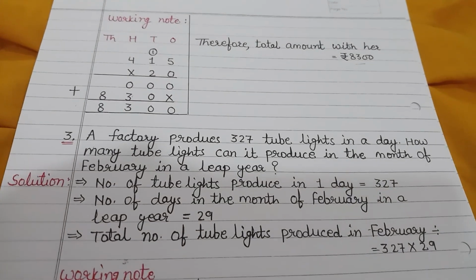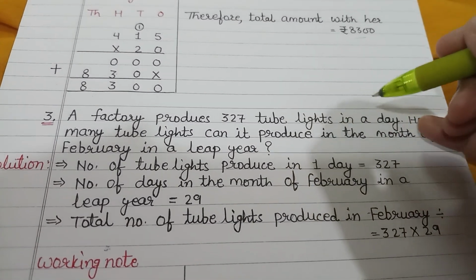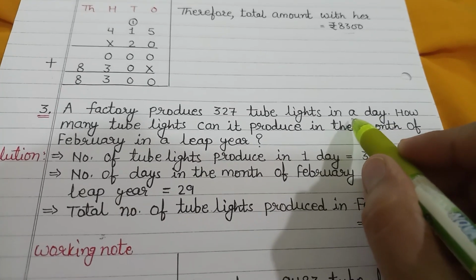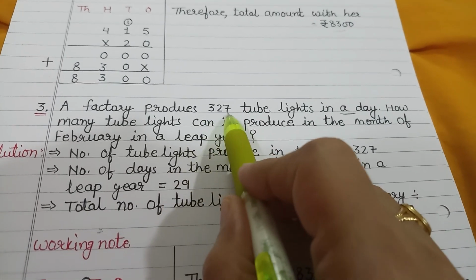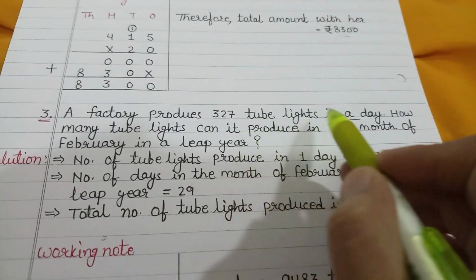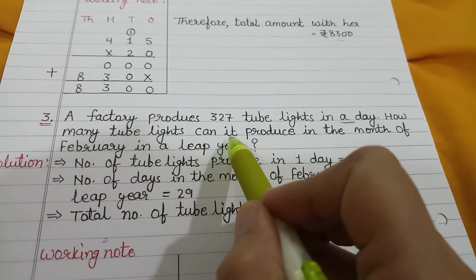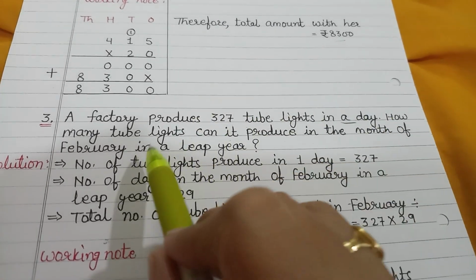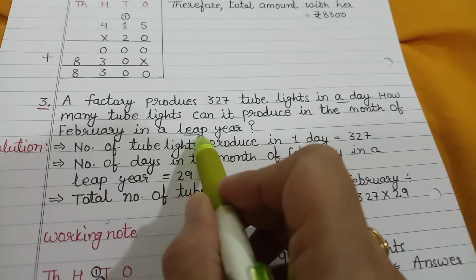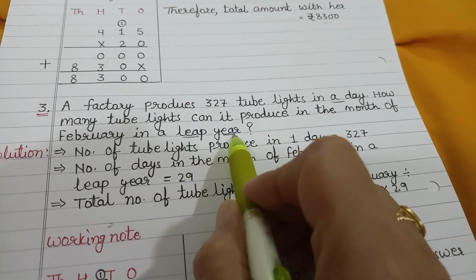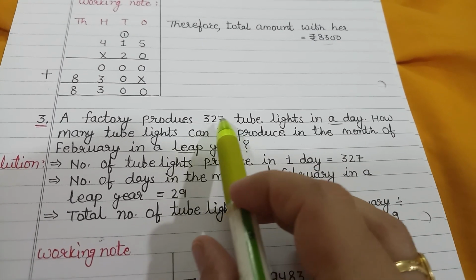Let's take one more word problem. A factory produces 327 tube lights in a day. In a day means in one day a factory produces 327 tube lights. So we have information of one day. How many tube lights can it produce in the month of February in a leap year? In a leap year. So we have information of one day. The number of tube lights is 327.